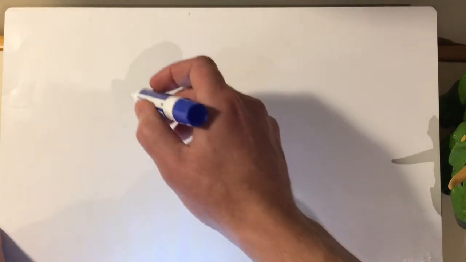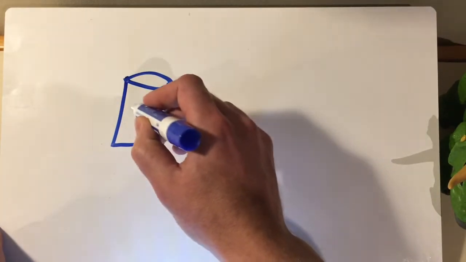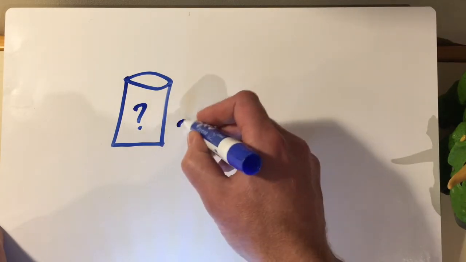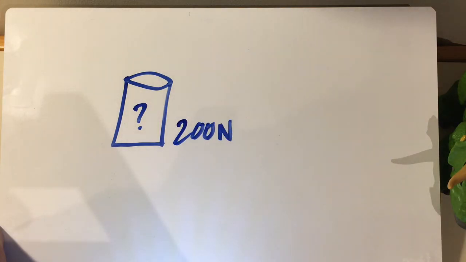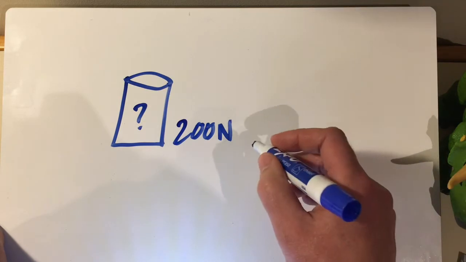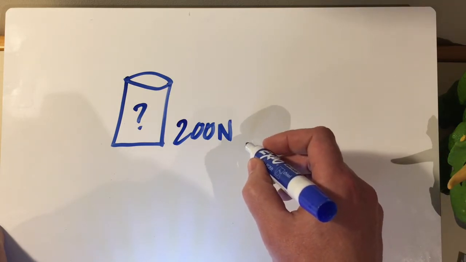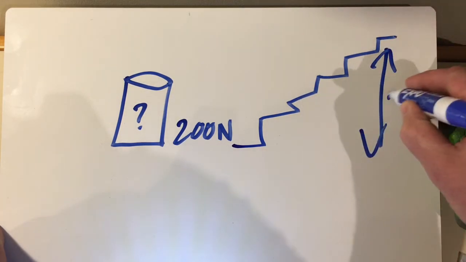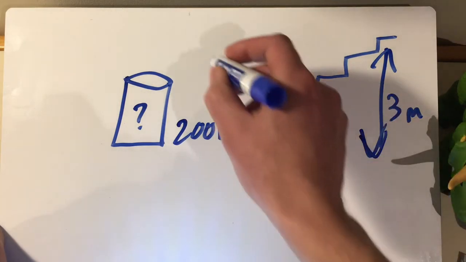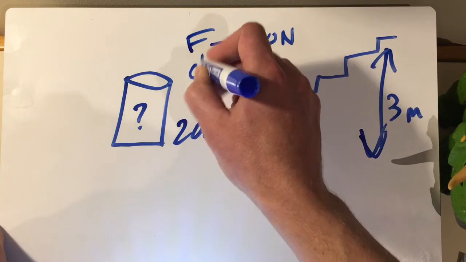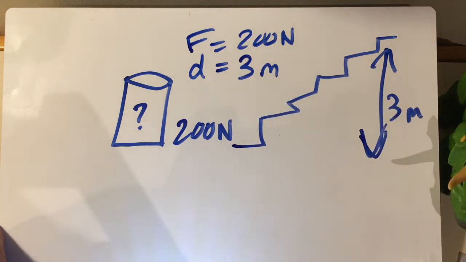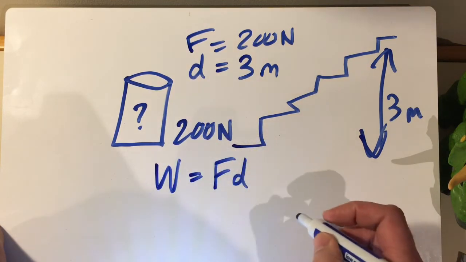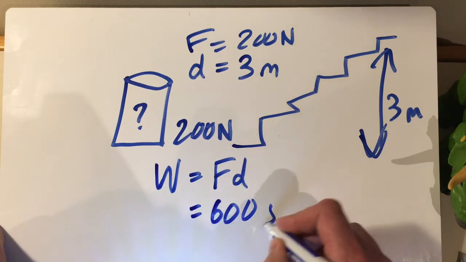All right, so here's an example. Okay, so for example, you've got a bag of groceries here. We don't know what's in the groceries. And they have a weight of 200 newtons. So if you were to lift them against the force of gravity, you would have to exert a force of 200 newtons, and you have to lift it up a flight of stairs that's 3 meters. So we're going to go up a terribly drawn flight of stairs that's 3 meters. Okay, so our force is 200 newtons. Our distance is 3 meters. And you can easily calculate work. Work equals force times distance. And in this case, that would be 600 joules.